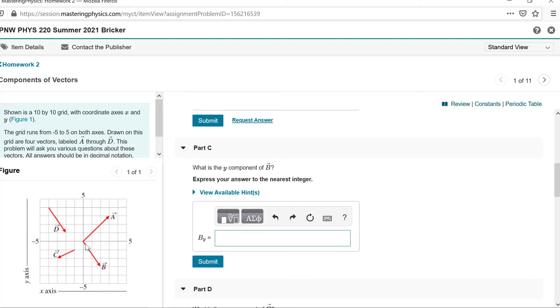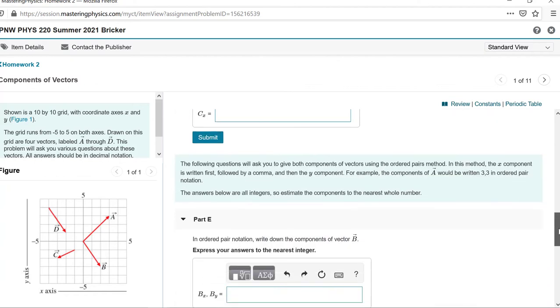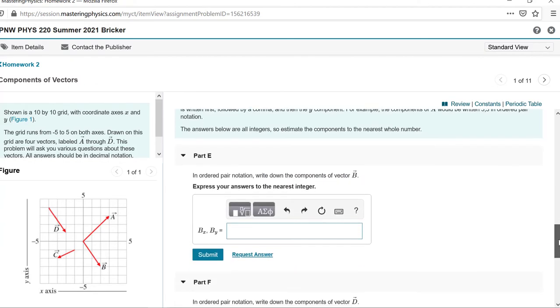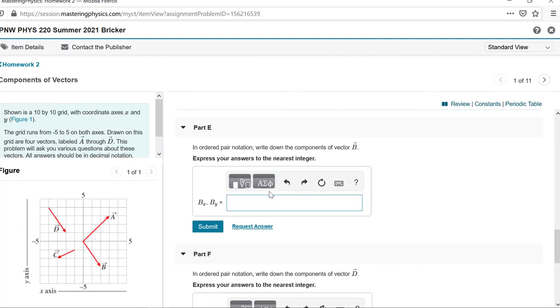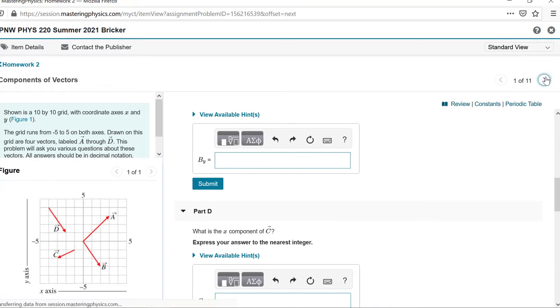Now for B, we've got 1, 2 in the x direction, and it's positive. 1, 2, 3, and it's negative 3 because we're going that way. Okay, so go through D and finish up C. And then the same thing in ordered pair notation. What would vector B be? This would be the x part, comma, then the y part. Okay, good. Let's look at the next one.